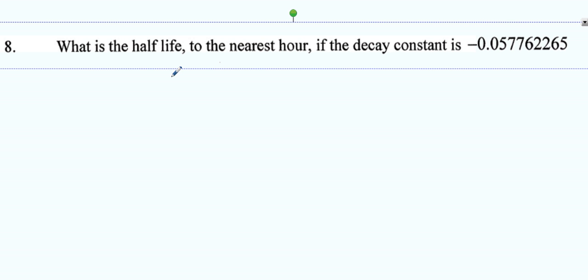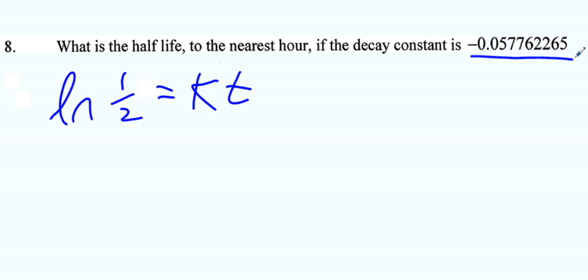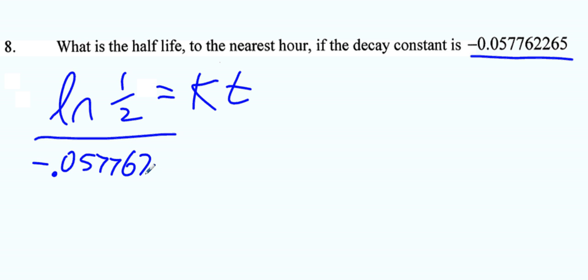So very similar, we're going to use the half-life formula now. Natural log of 1/2 equals kt, just like we just talked about. There's your decay constant. Plug that in for k and solve for t. So we're just going to divide by negative 0.057762265.